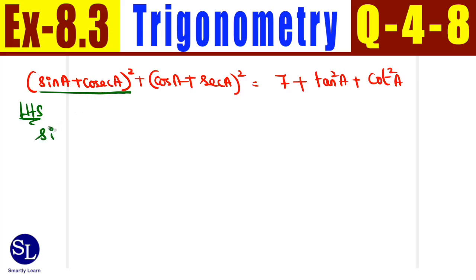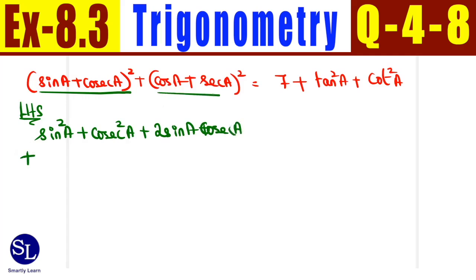So this is A squared, so sin² A plus cosecant² A plus, now this is 2AB, so 2 into sin A cosecant A. Product form, 2 sin A cosecant A. Now I have to repeat this process again for cos A plus secant A. So A squared is cos² A plus secant² A, which is the B squared, plus 2 cos A secant A. Now that we have expanded everything, let's try to combine.